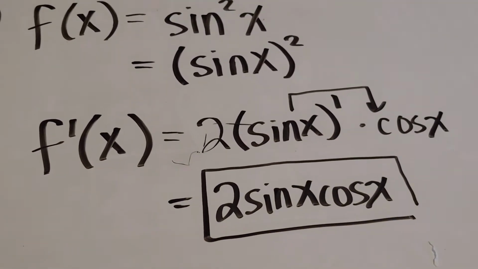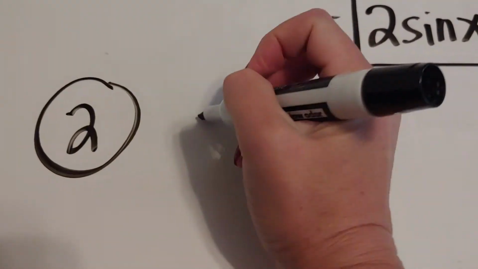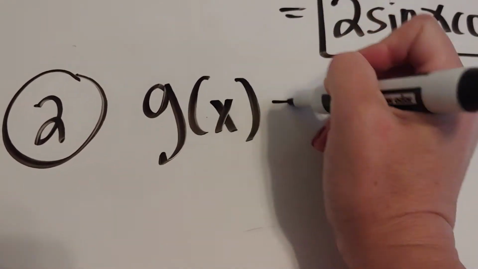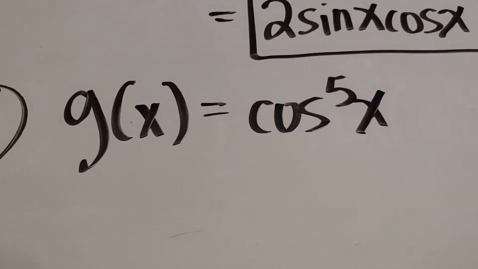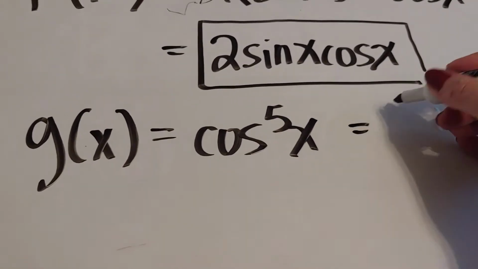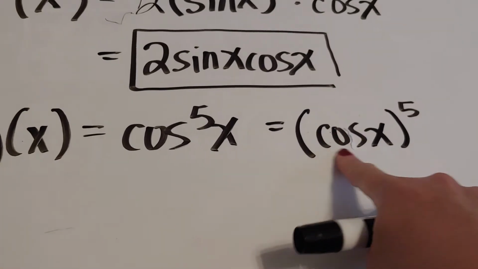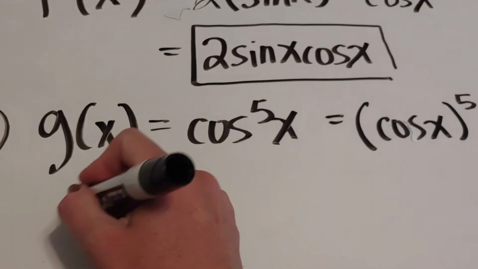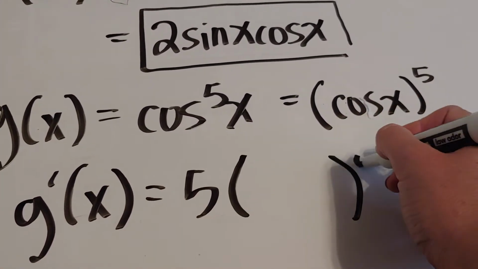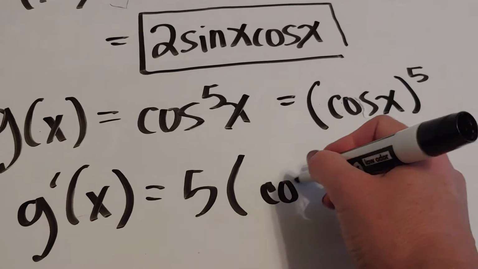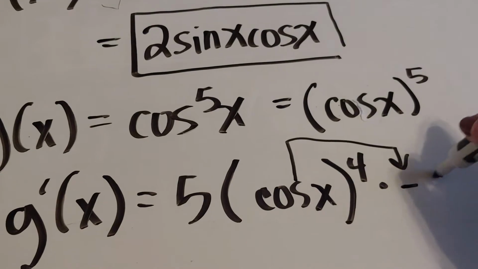Okay, let's try another one. What if I had g of x equals cosine to the 5th x? All right, well, we just talked about how this is shorthand notation for cosine x to the 5th. So I've got my inside and my outside. Okay, so if I take the derivative of the outside, but leave the inside alone, and then times it by the derivative of the inside.